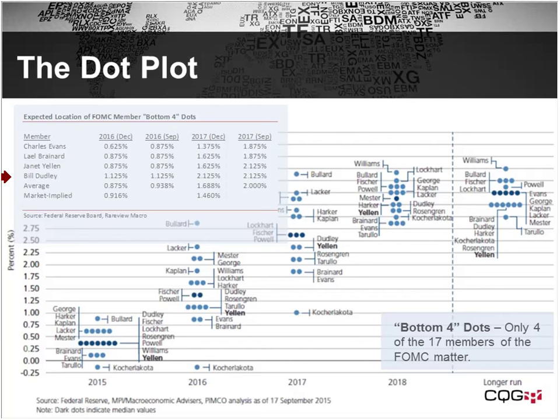And to sort of crystallize that thought process, the Eurodollar curve heading into today's meeting has largely been priced literally off the average of only these four dots. So that's kind of our starting point.